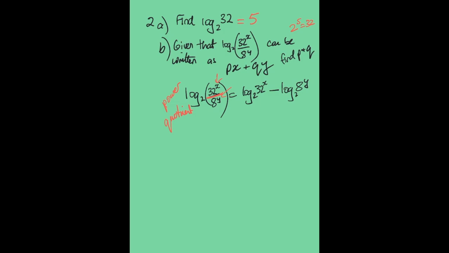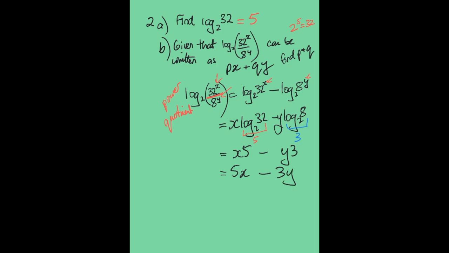Now we can apply the power rule because we've got this here and this here. We can just multiply that onto the other side. So this is the same as x times log base 2 of 32, and this is y times log base 2 of 8. Well, in part 1 we already found out what this is equal to, 5, and we know already that this is equal to 3. So let's just put that in there. This is equal to x times 5 minus y times 3. Now let's turn that around so it looks a bit neater: 5x minus 3y. So there's your p, and here's your q. So p is equal to 5, and q is equal to negative 3, and that's the solutions.